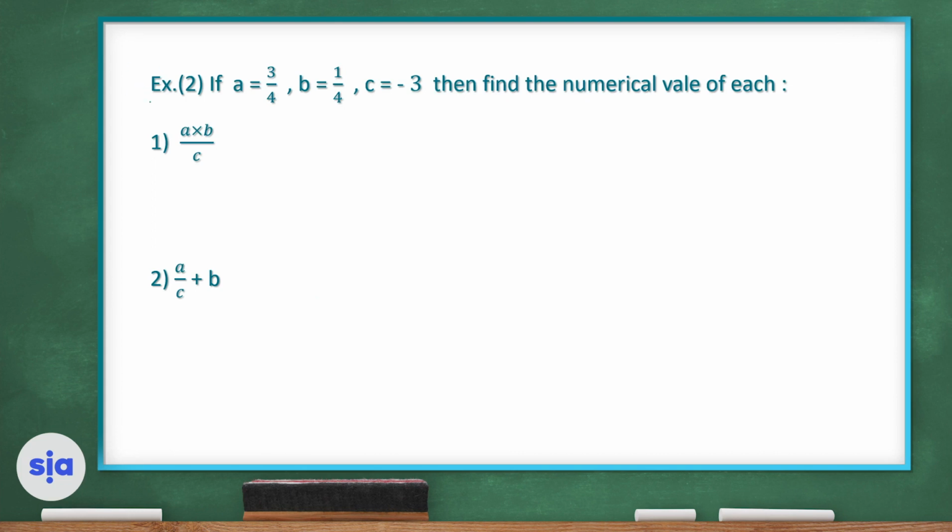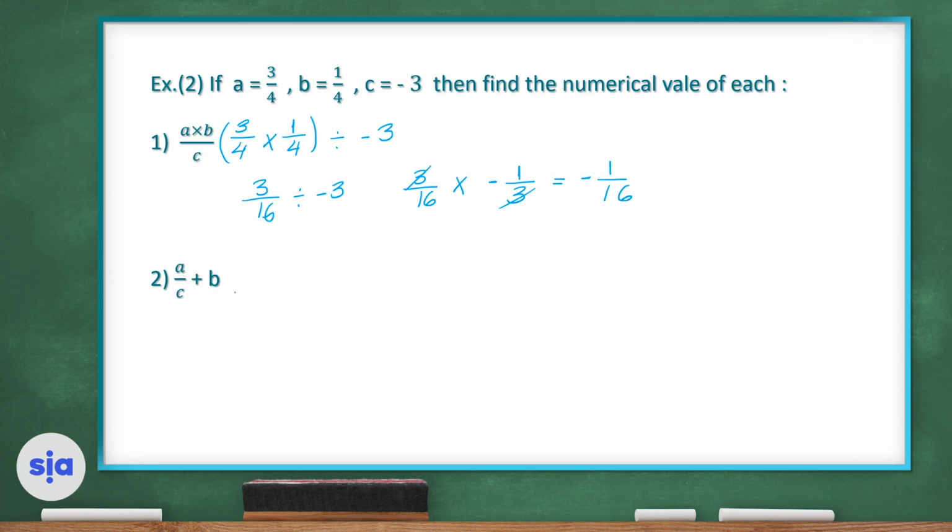So we can make it as, we substitute A by 3 over 4, multiplied B by 1 over 4, and then all of this divided by negative 3. To simplify this, it's 3 over 16 divided by negative 3. So it will be 3 over 16 multiplied by negative 1 over 3. The 3 and the 3 crossed out together, so the result is negative 1 over 16.